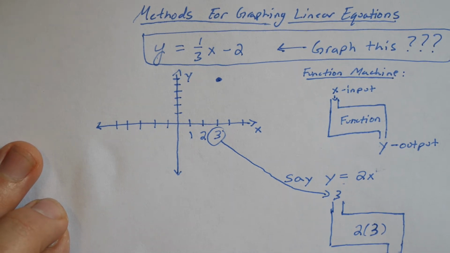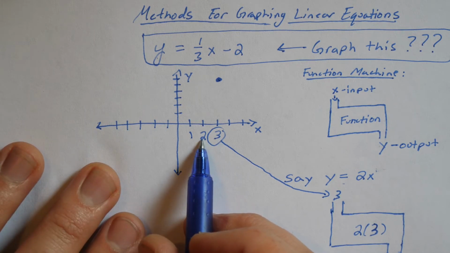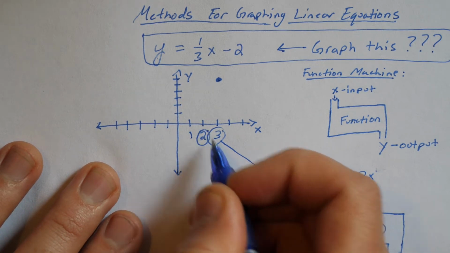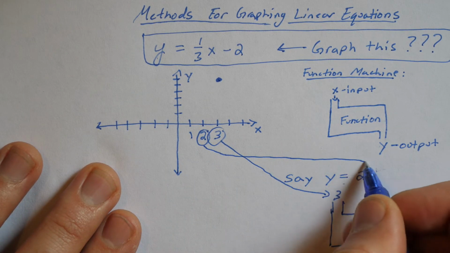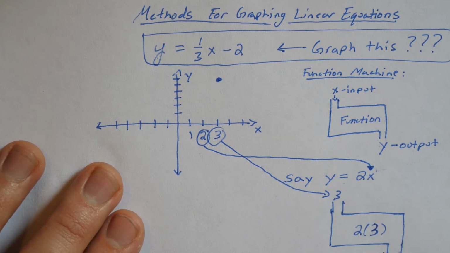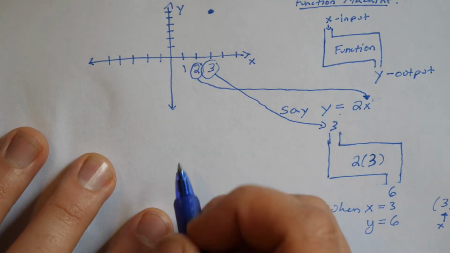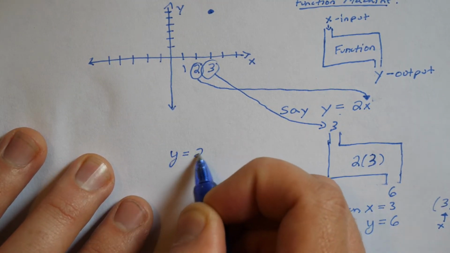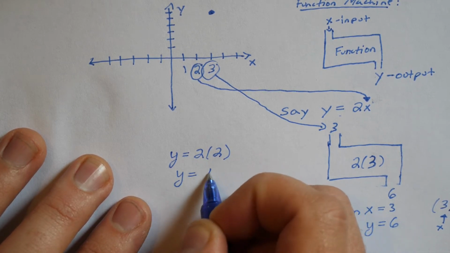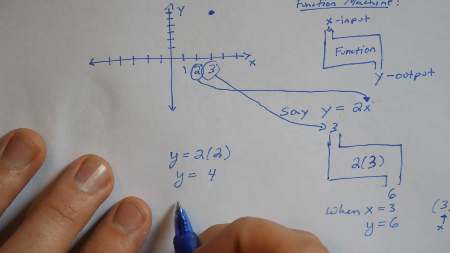Let's find another point. Okay, let's get 3 of them. So we just picked this number 3. Let's pick this number 2. What happens if I take this number 2 and I input it into my function machine? Okay, you can just input it right there into that equation. You don't have to do the function machine every time. That's just an example for you to see. If I take 2 and put it right there, I get y equals 2 times 2, right? So y equals 4. So when x equals 2, y equals 4.